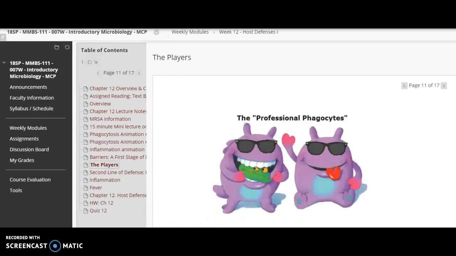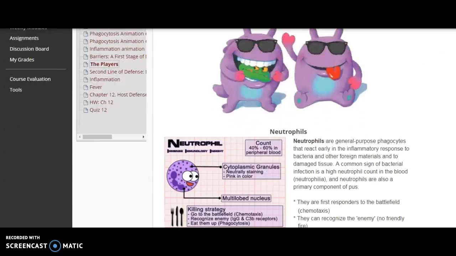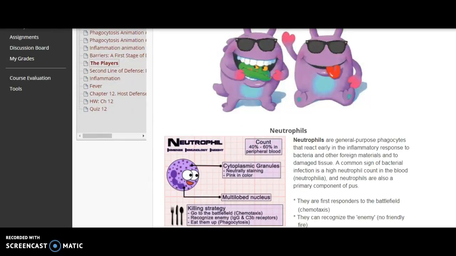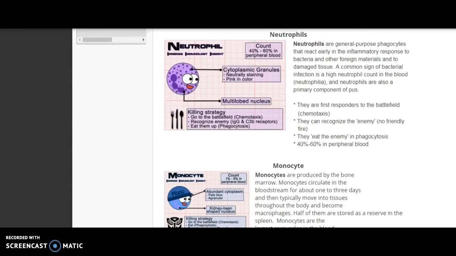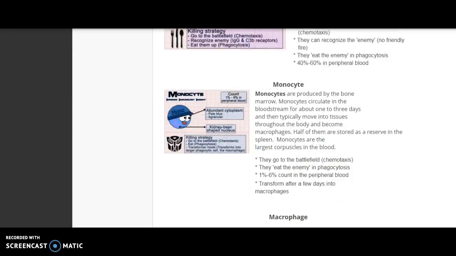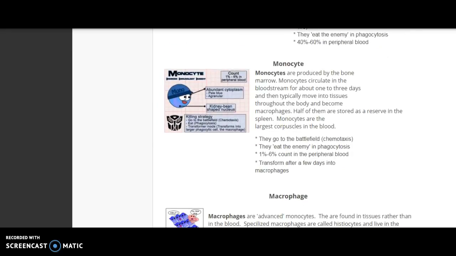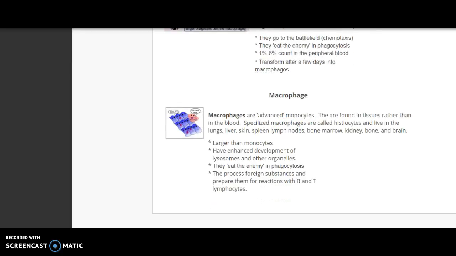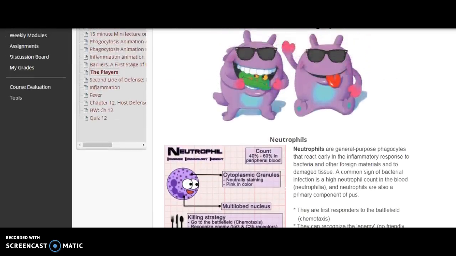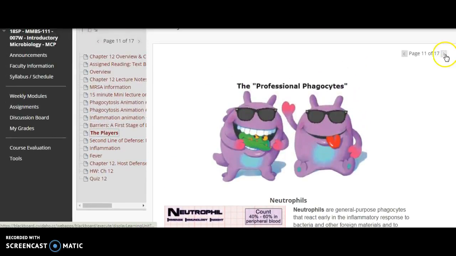Here you have just looking at the physical barriers. Some of the professional phagocytes, right? The guys that are going to do the work of phagocytosing for material. And neutrophils are a major component. Monocytes are phagocytes that move throughout the blood. Monocytes will then transition into macrophages when they leave the blood and move into the tissue. All right, and those are your three main types of phagocytes.